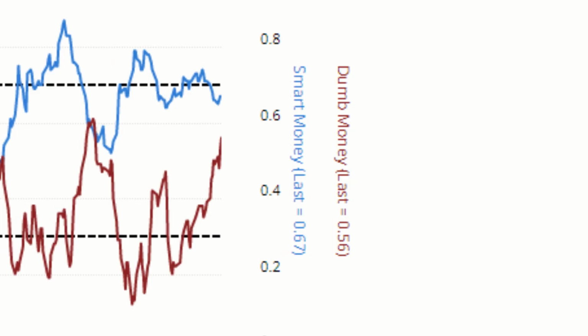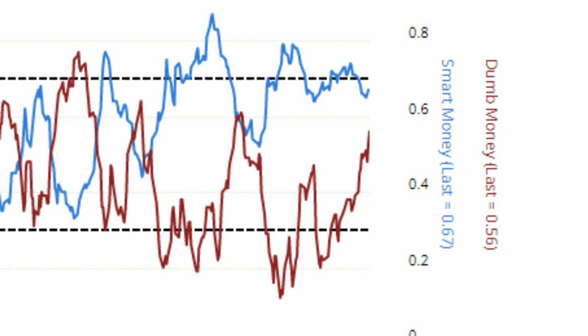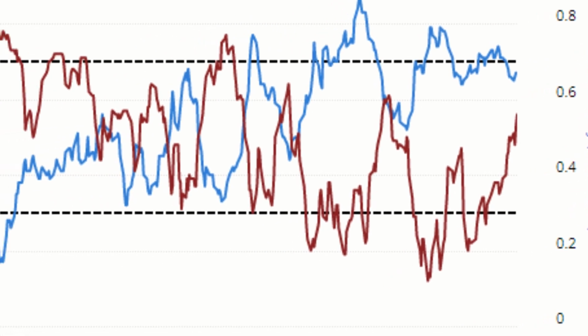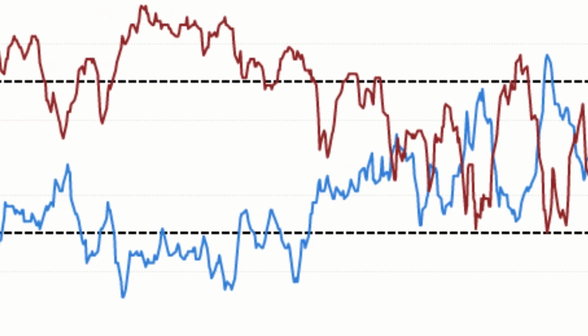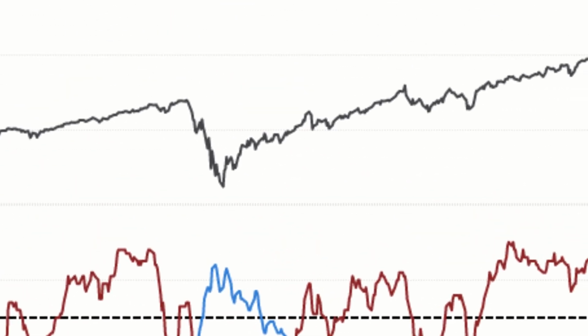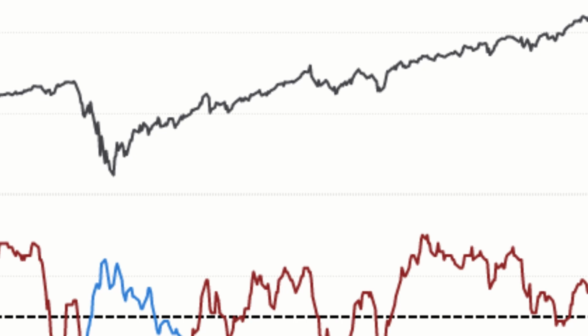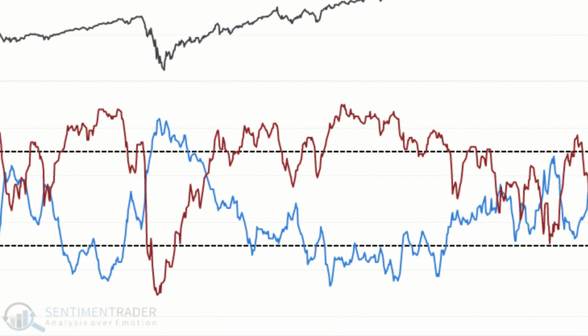And when the dumb money is below the smart money, that means the sentiment is negative, meaning stocks are usually struggling, and it's best to be defensive at times like this. However, when stocks become too negative, they often rally over the next 1 to 3 months. And this usually occurs because the dumb money has dropped below 40% and the smart money has risen above 60%.